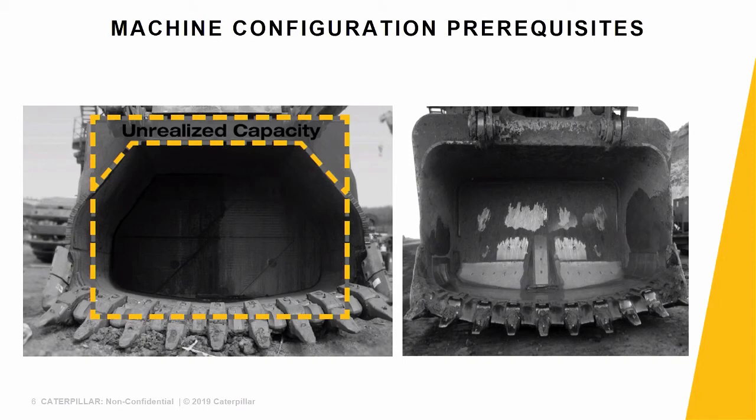The other prerequisite is your machine configuration, getting the right payload. This is a diagram showing some unrealized capacity in the traditional rectangular dipper shape. That top area you see doesn't usually get the fill, so if you reallocate that weight, make it a little wider in the lower area where you can fill, you increase your fill factor and do it faster.